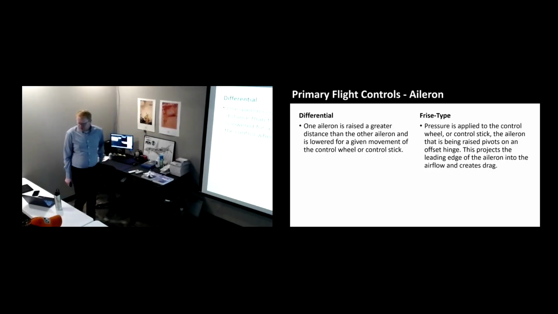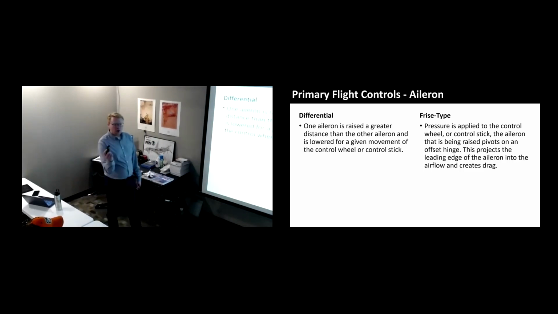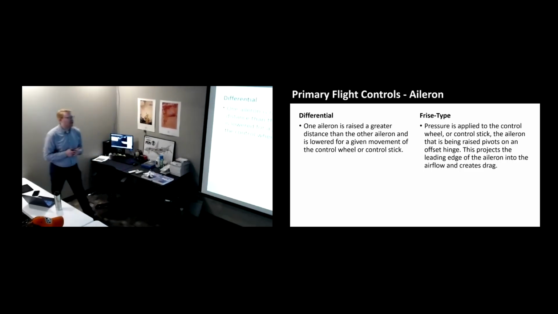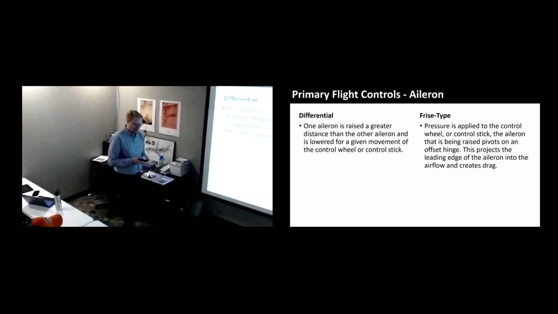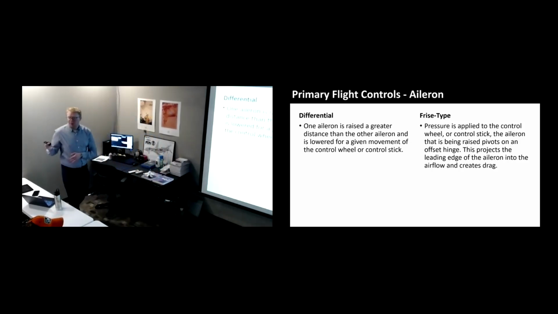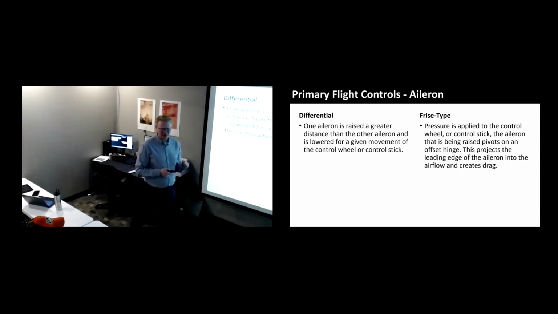Okay, so a differential aileron. These are ailerons that move more in one direction than the other, meaning up versus down. Most airplanes do this as a means to balance the airplane out, as far as the airplane goes. It's a balancing means. So it'll go more up in one direction than the other. This also assists in reducing adverse yaw.